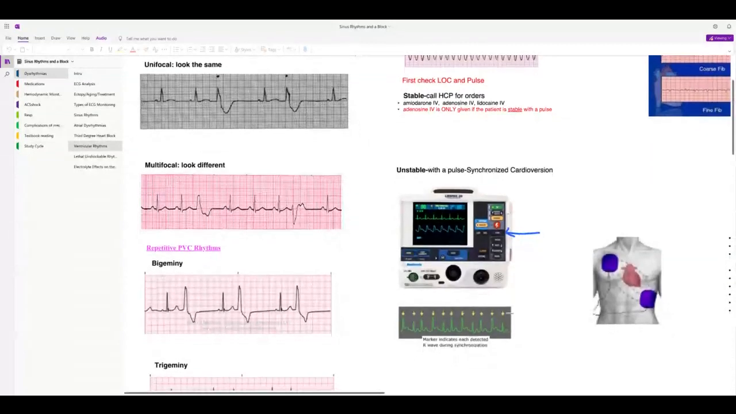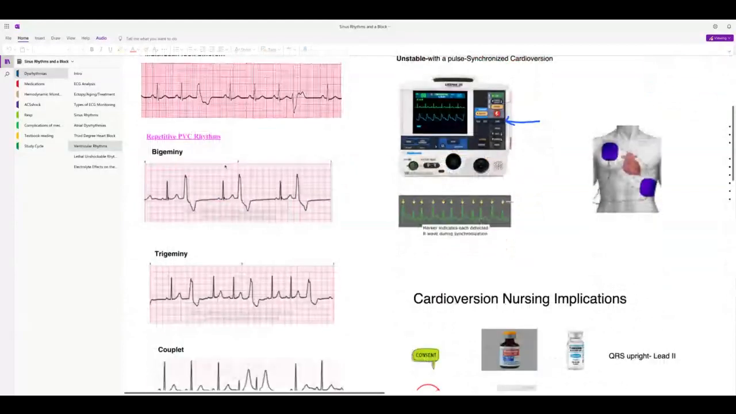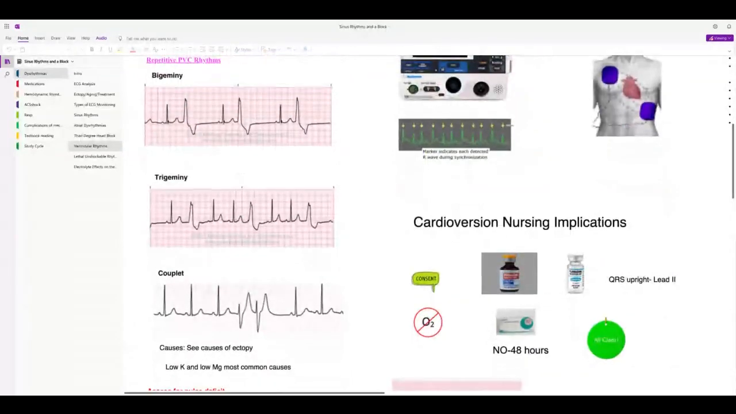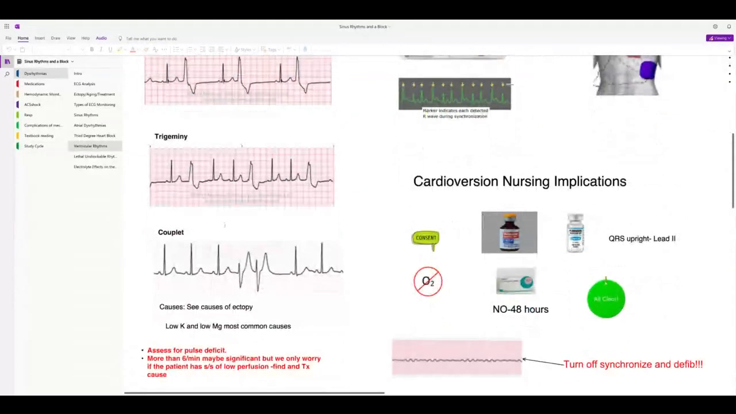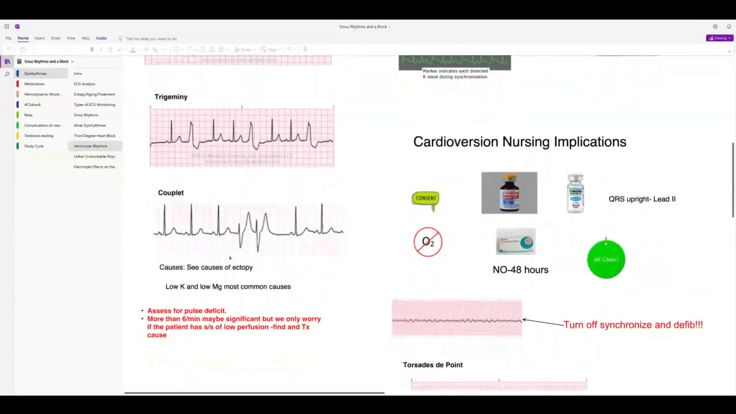But for the repetitive PVC rhythms, bigeminy means there's a PVC every other beat, and trigeminy means there's a PVC every third beat. A couplet means two PVCs together, so I'm more worried about a couplet than I am about trigeminy or bigeminy, because 3 PVCs in a row is a run of VTAC. Okay, so the couplet worries me more than trigeminy or bigeminy, because I just need one more beat and it's a run of VTAC.